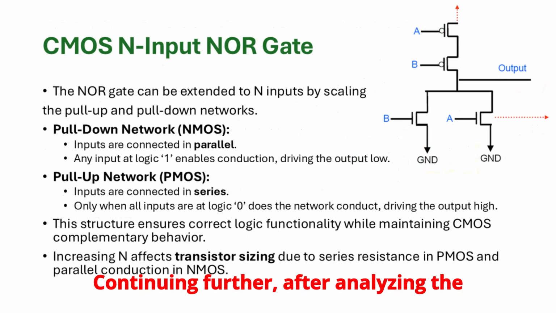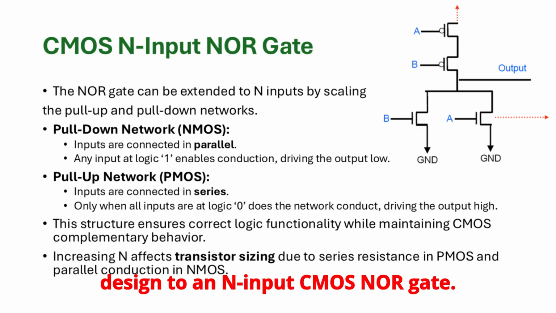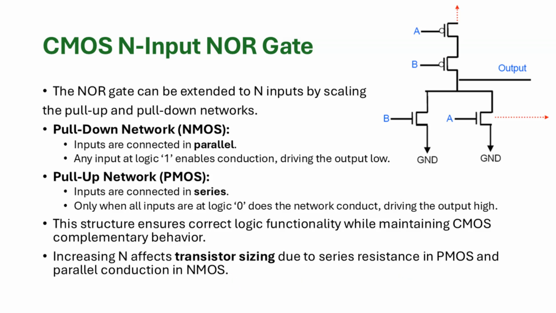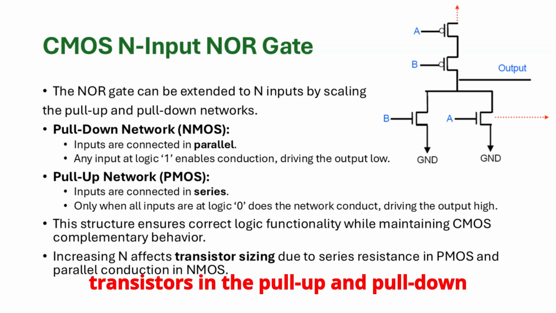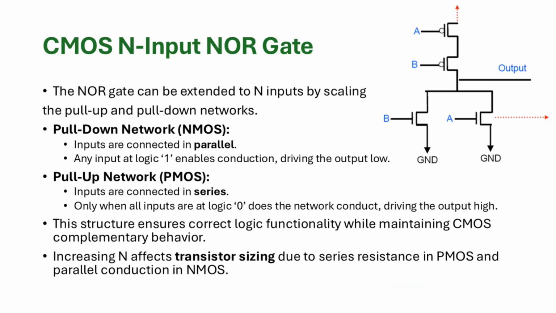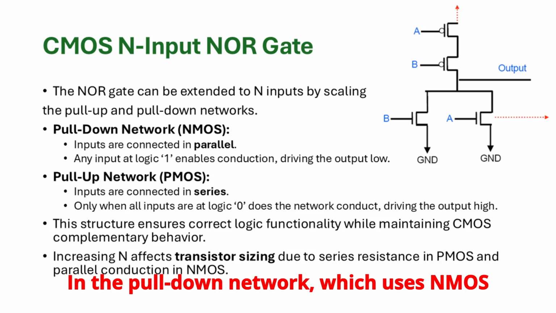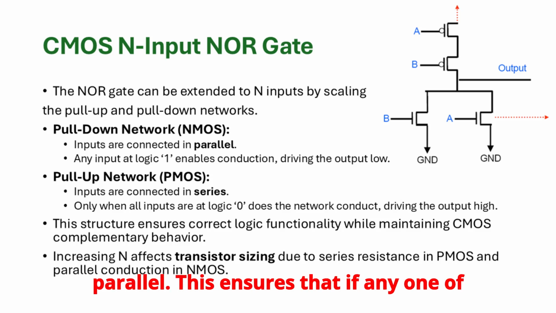Continuing further, after analyzing the two-input NOR gate, we now generalize the design to an n-input CMOS NOR gate. The principle of construction remains the same, but the configuration of transistors in the pull-up and pull-down network scales with the number of inputs. In the pull-down network, which uses NMOS transistors, the arrangement is always in parallel.